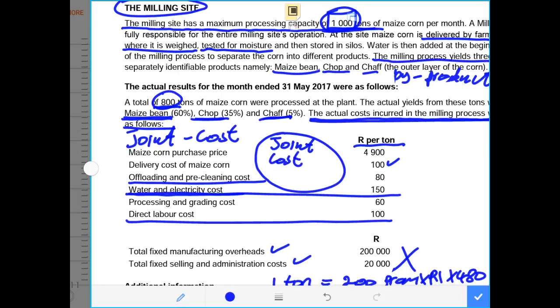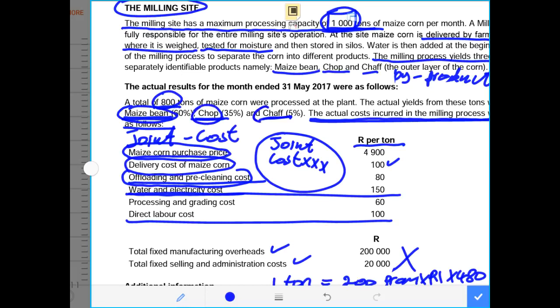These are the costs that we incurred jointly, meaning we incurred the price to buy the maize, there was delivery cost of the maize corn, there was offloading cost, and all those costs were added there. We incurred them in order to manufacture the three products, which are the maize bean, the chop, and the chaff. And these were the joint costs.